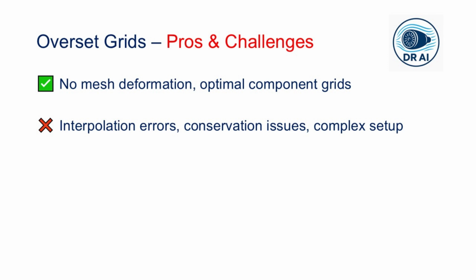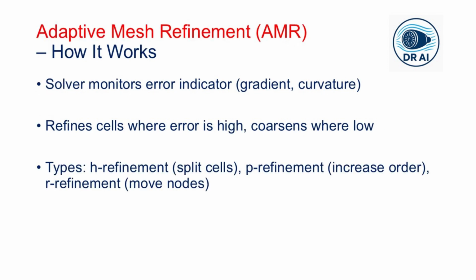Challenges for this type of overset grid include the interpolation, which introduces additional errors. Careful setup is needed to ensure conservation and avoid orphan cells, and it is often complex to implement.